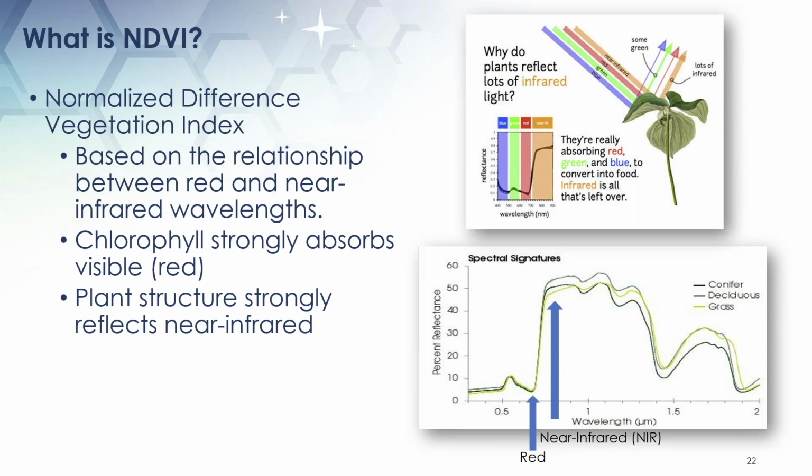As you recall from our first session, when sunlight strikes plant leaves, the chlorophyll in those leaves strongly absorbs visible light, so absorbs blue and red. And the cell structure of the leaves reflects green and strongly reflects near-infrared light. This is portrayed in the graphic on the top as well as in the graph. So the two key wavelengths for the NDVI are the red and near-infrared. In the graph, you can see where the red is being absorbed here and where the near-infrared is being highly reflected.